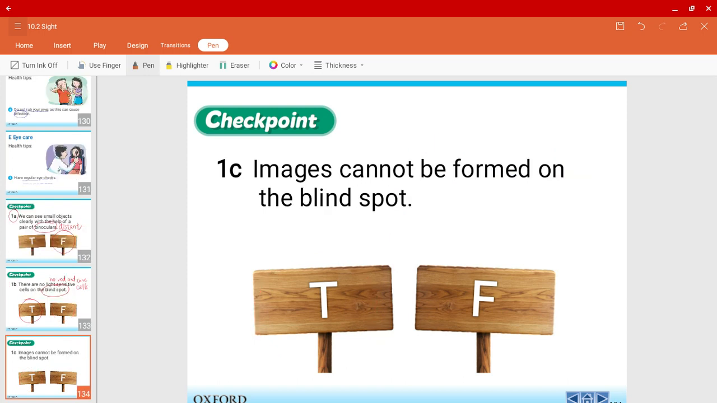All right, let's see question C. Images cannot be formed on the blind spot. Is that true? No, it's not true. Images can be formed on the blind spot. It's just that there are no light sensitive cells, no rod and cone cells, so the messages are not being sent to your brain. Okay, but images can be formed. As I mentioned earlier, this is a misconception, so make sure you don't fall into this trap.